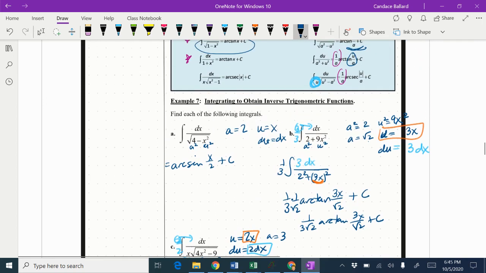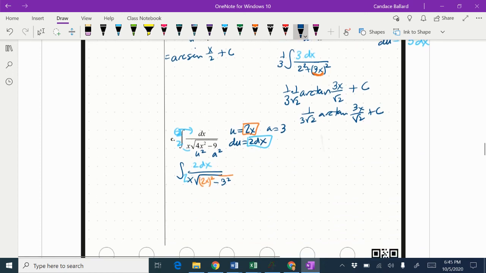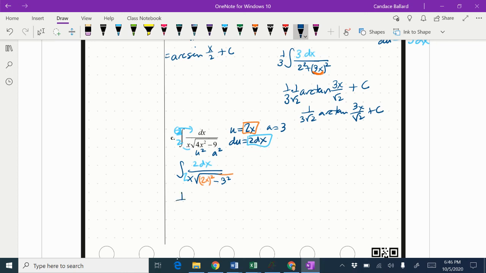We don't really have anything additional, and we're definitely getting this arcsecant. So when I integrate, I get 1 over a arcsecant. So 1 over a we said is 1/3, arcsecant of the absolute value of u, which is 2x, over the a, 3, plus c.